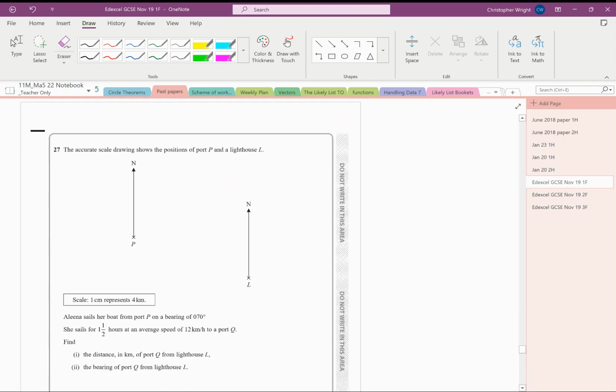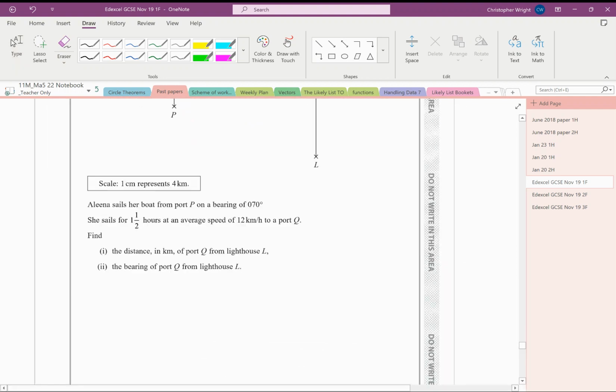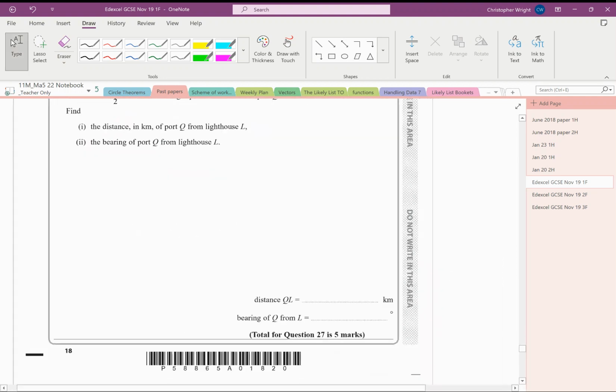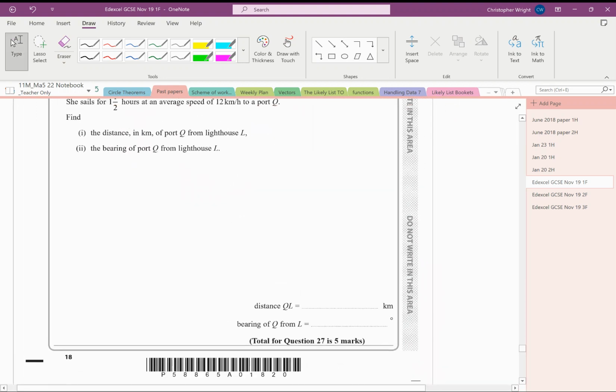Number 27. Now, I'm not going to be able to show you how to do this on the screen, but I can tell you the answers that the examiner is looking for, and you can look in the mark scheme for further guidance. So to get your marks, you had to have an answer between 20 and 23 for QL, and you had to have a bearing of anything between 317 and 330. And if you manage that, and you've done your diagram correctly, then you'll get your marks.